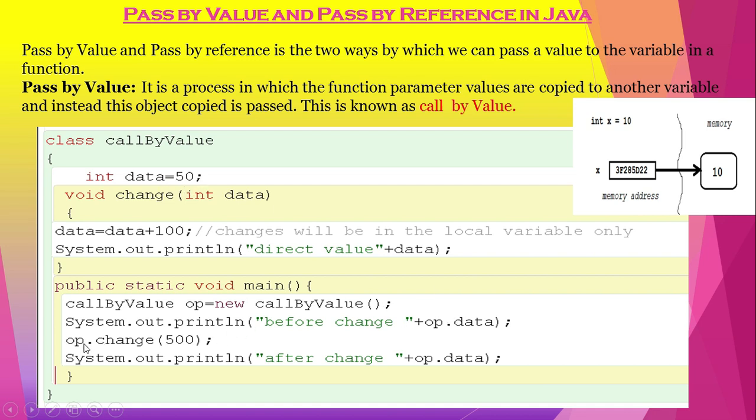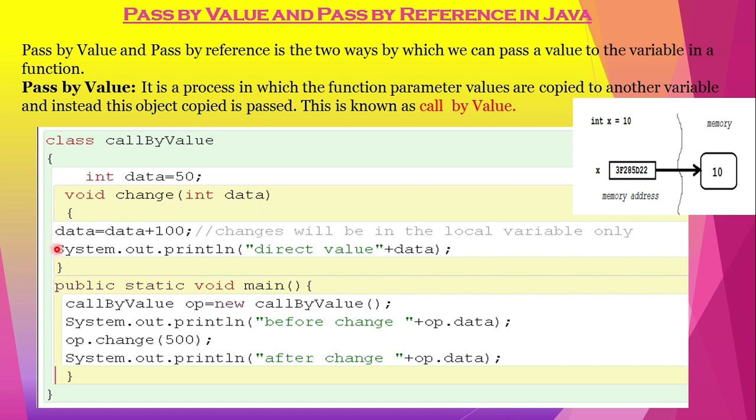Next, op.change. What is change? Change is the function name. So op.change means this function will be called, and 500 will be copied to this variable. This is the local variable. 500 will be copied to this variable.